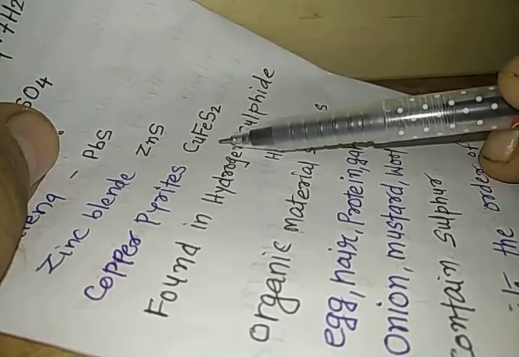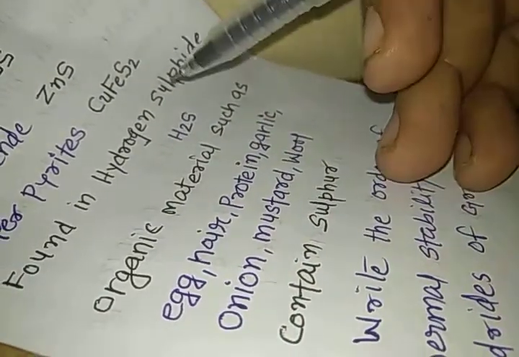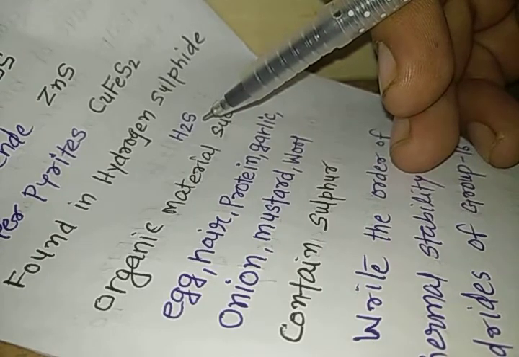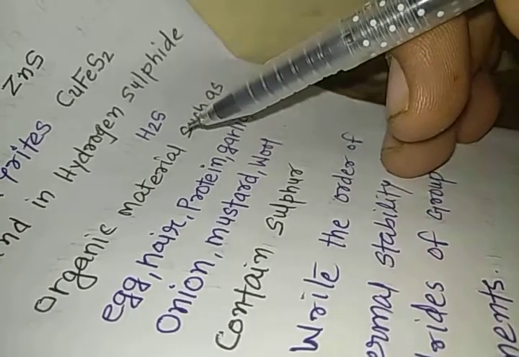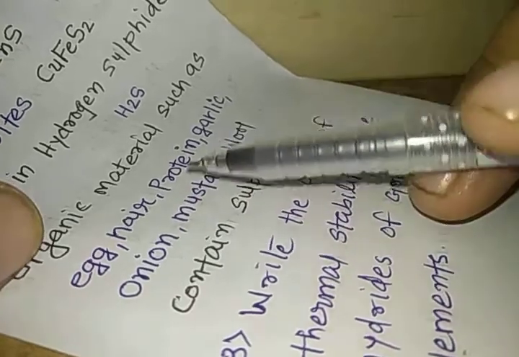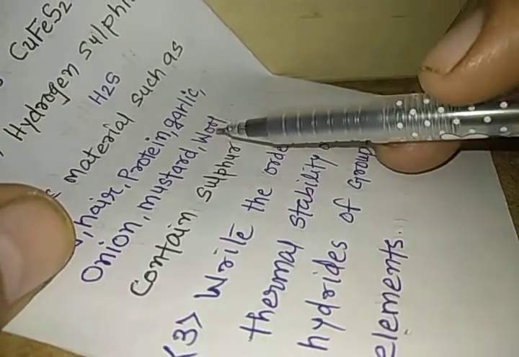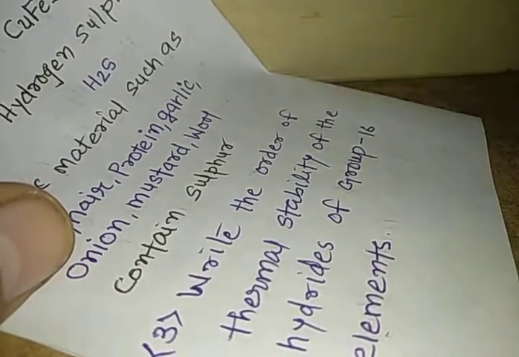Sulfur is also found in the sulfides as galena, that is PbS, zinc blende, that is ZnS, or copper pyrites, that is CuFeS2. Sulfur is also found in hydrogen sulfide H2S gas, which is produced during the volcanic eruptions. Organic materials such as egg, hair, protein, garlic, onion, mustard, and wool contain sulfur.